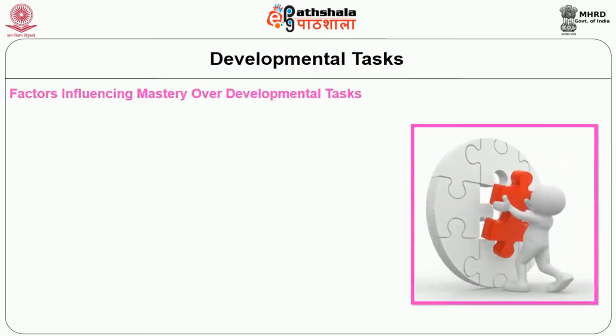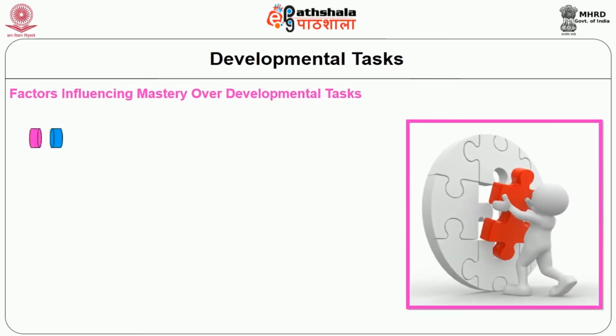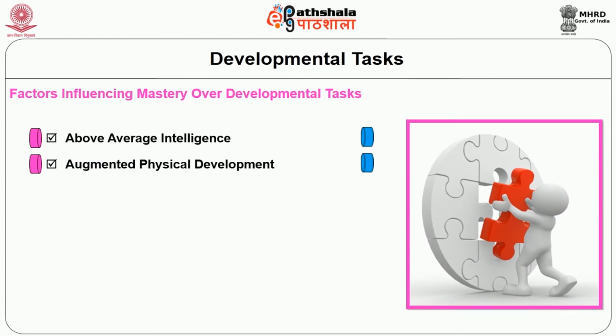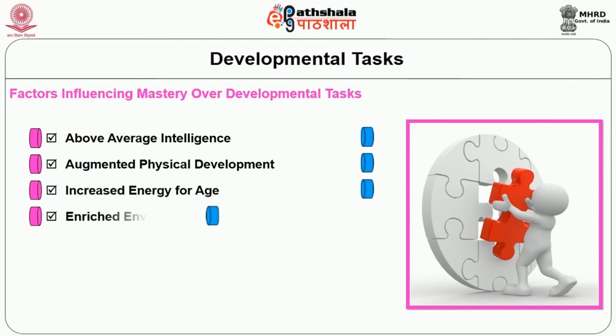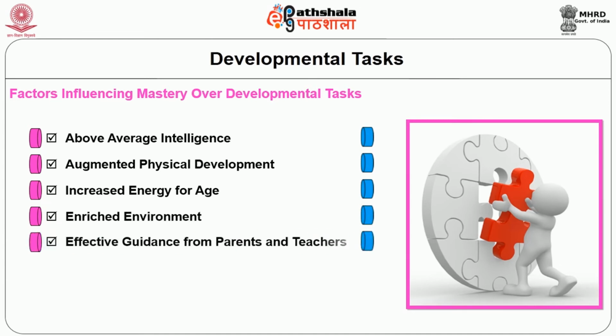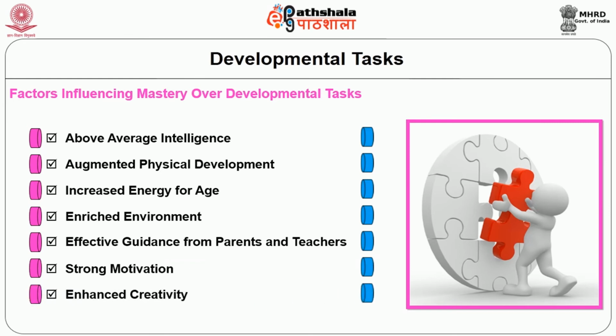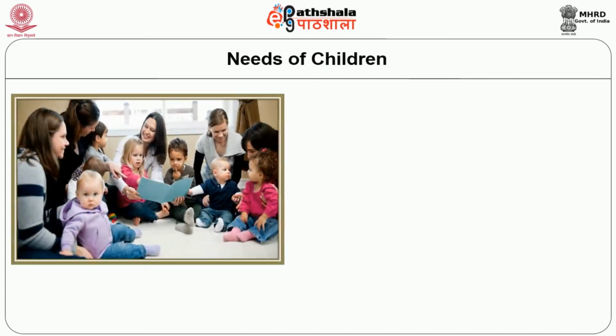What are the factors that influence the mastery over these tasks? First one is above average intelligence, aided with augmented physical development and increased energy for age, an environment with enriched experiences, effective guidance from parents and teachers, strong motivation, and enhanced creativity on the side of the infants. Now, after looking into the developmental tasks, it's time for us to look into what are the needs of children at this age.